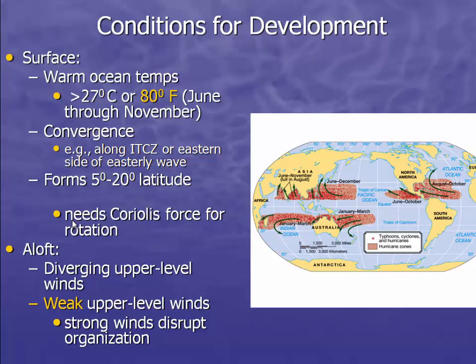We need some sort of convergence. If there's not convergence of the air, we get no lift, and if we get no lift, we have no convection, and we get no thunderstorms, which are the precursor to getting hurricanes. So there must be a little bit of convergence going on.